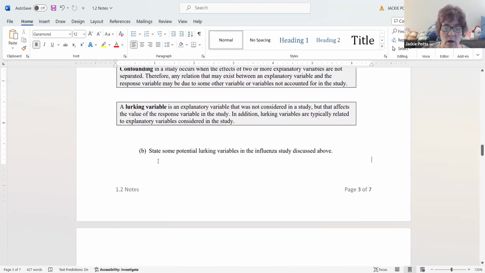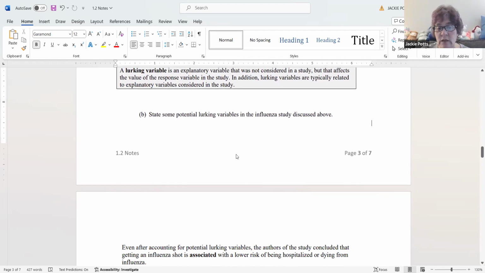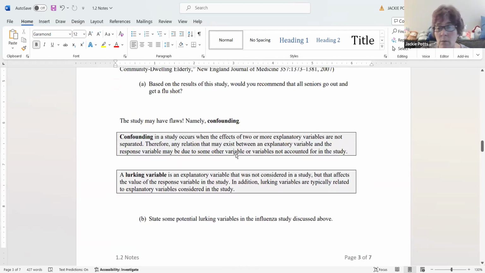Just keep those in the back of the mind. And that says state some potential variables. Well, I mentioned the one, health. What's the health of these people? How about warm climate versus cold climate? Do you think maybe those in the southern states get hit with the flu as bad as those of us in the northern states? That's a potential. We may want to break this down in regions like that. But those are some potential lurking variables.